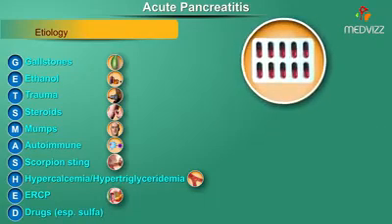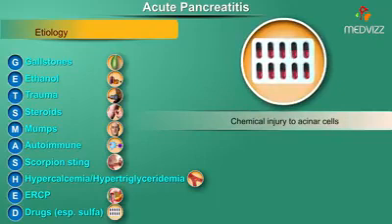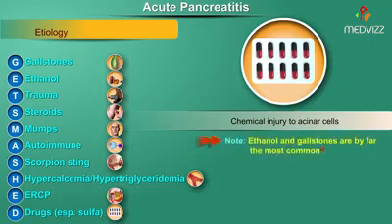Certain drugs, especially the sulfur group of drugs, result in chemical injury to the SNR cells. Note that ethanol and gallstones are by far the most common, which is an important point to be noted.